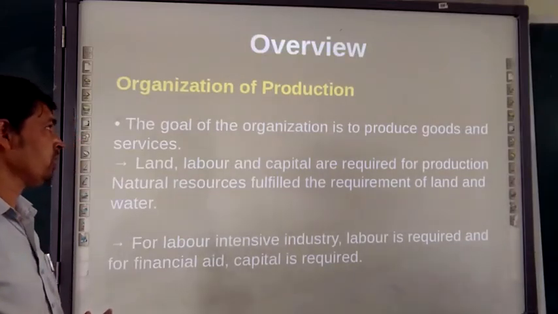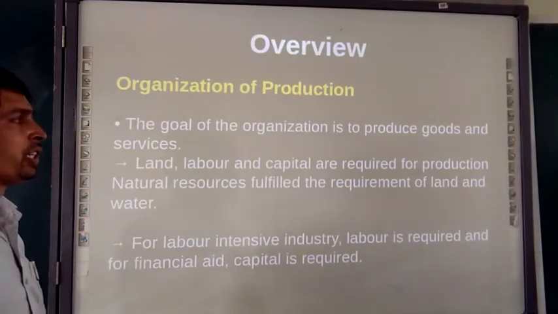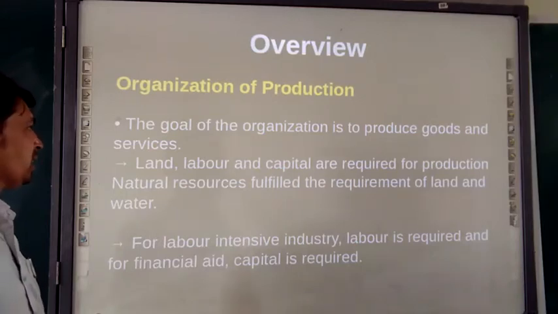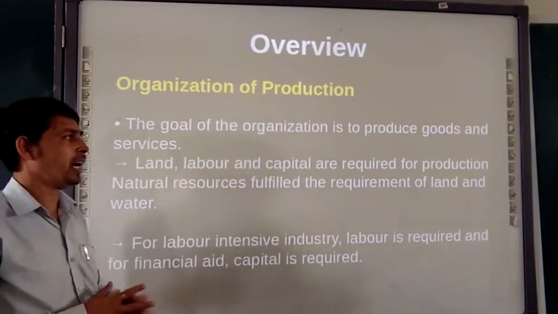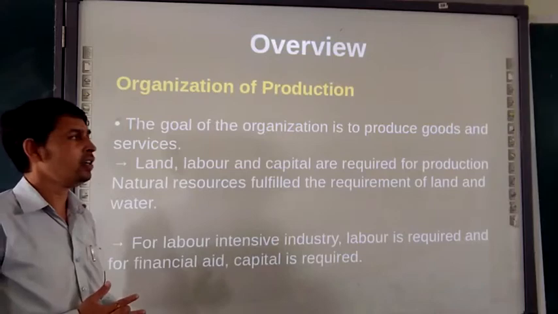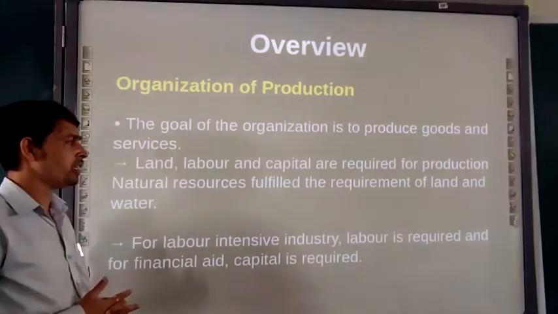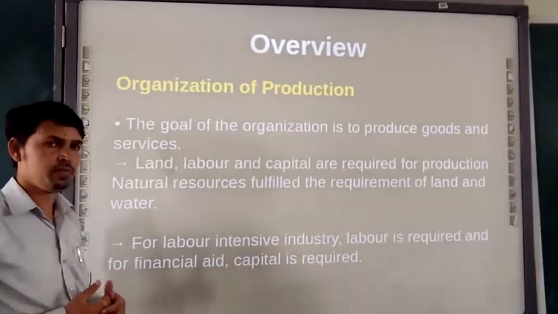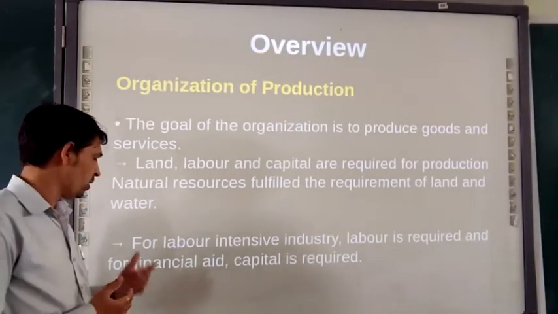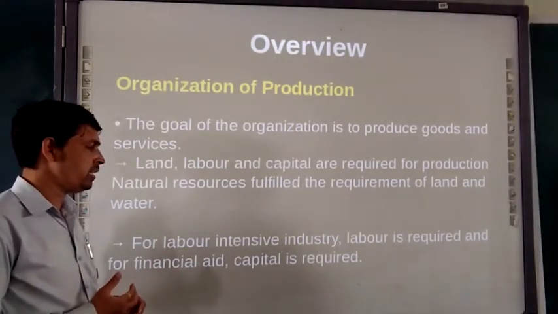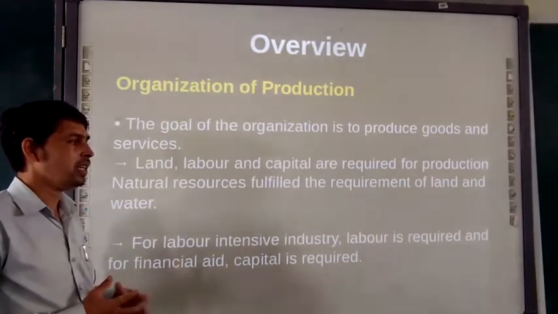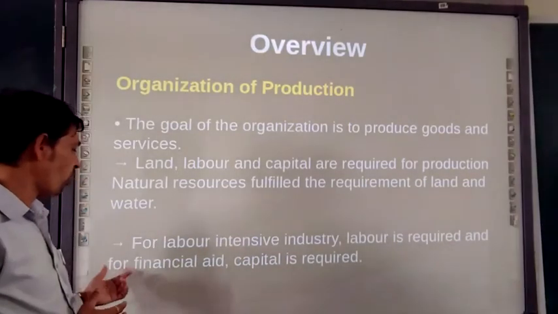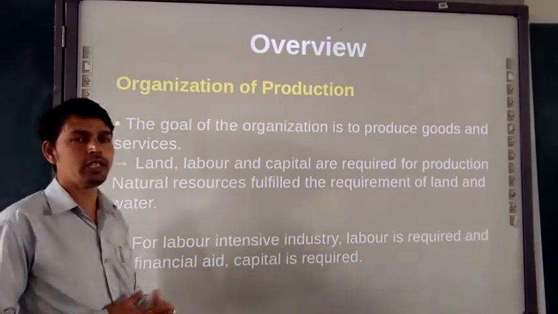Organization of production. The goal of the organization is to produce goods and services. Land, labor and capital are required for production. Natural resources fulfill the requirement of the land and water. Next point, please write: for a labor intensive industry, labor is required, and for the financial aid, capital is also required.